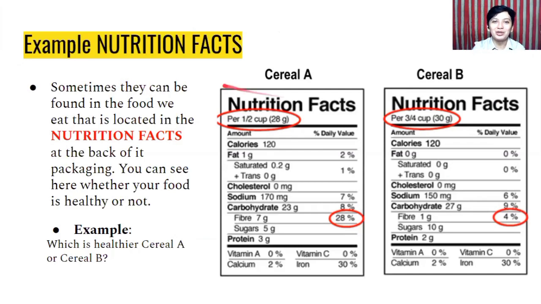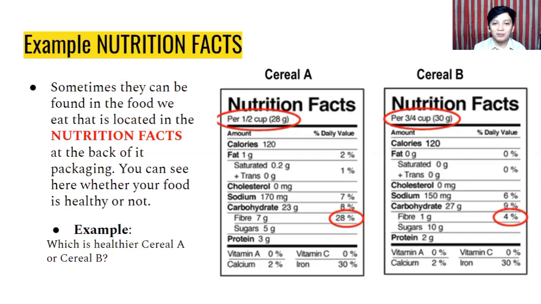Okay, check your nutrition facts. Nutrition facts are always located at the back of the product that you're going to buy or purchase. So sometimes they can be found in the food we eat, located in the nutrition facts. So elements and compounds are located in the nutrition facts as well. At the back of the packaging, you can see whether your food is healthy or not.